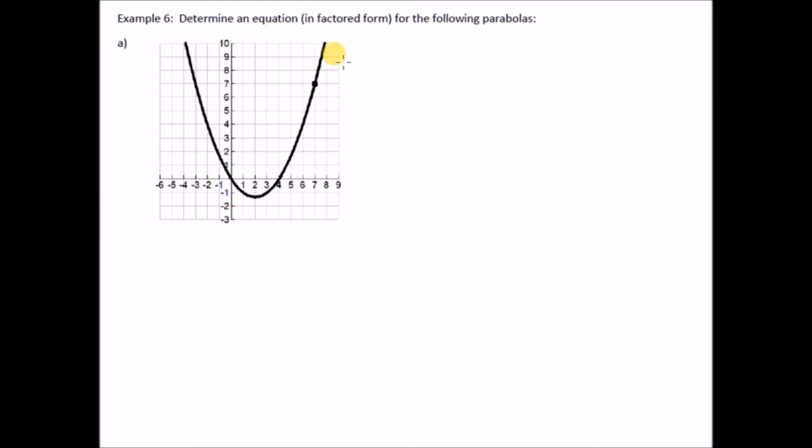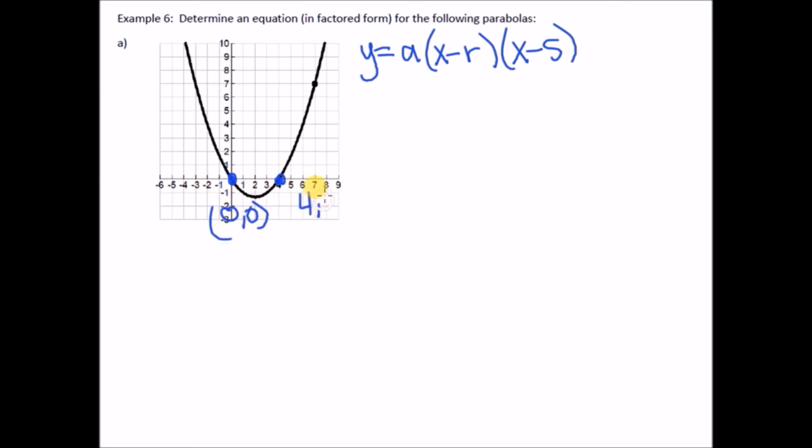Okay, so now determine an equation in factored form for the following parabolas. So if we want this in factored form, let's just write out y equals a(x - r)(x - s). Okay, so our zeros we can identify as 0 and 4. So (0, 0) and (4, 0). Then what we're going to use is this point right here. It's identified (7, 7). So let's sub in everything at once. The x and the y is (7, 7).